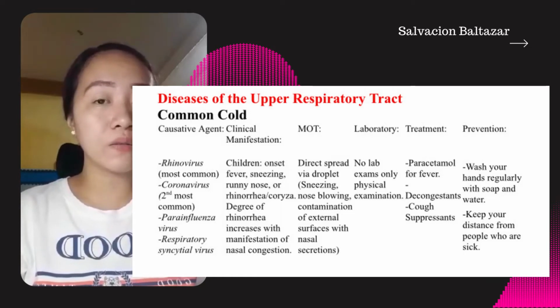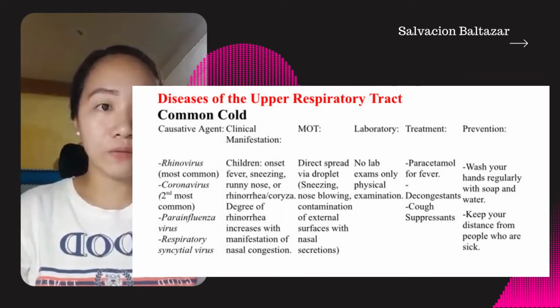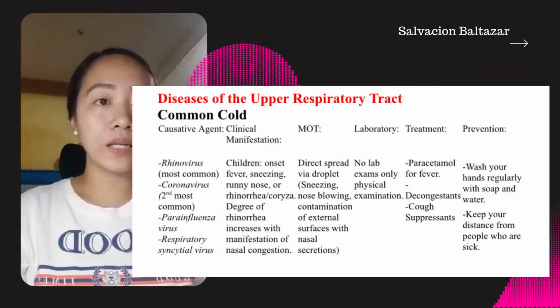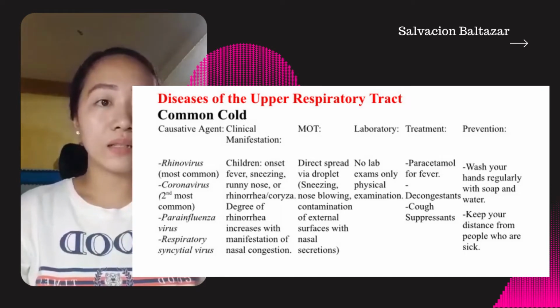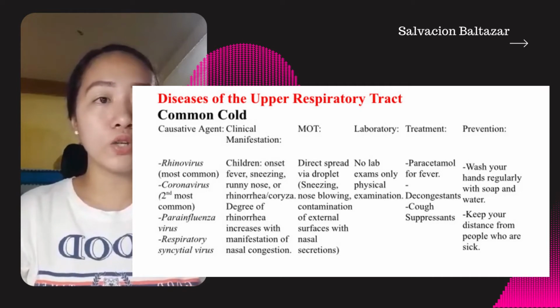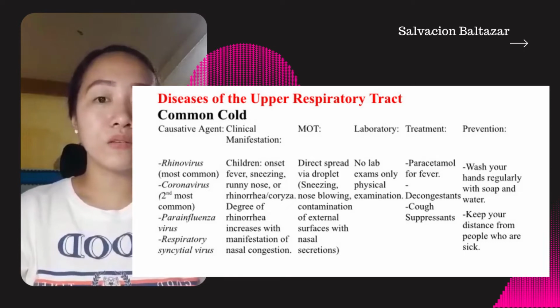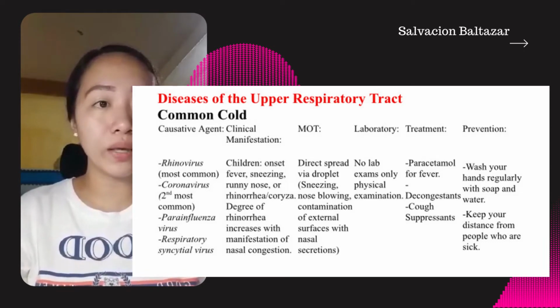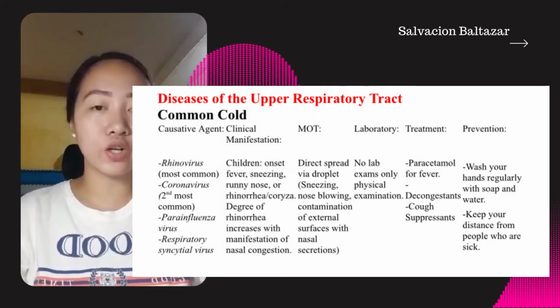The clinical manifestations of common colds for children would include onset of fever, sneezing, runny nose, or rhinorrhea or coryza. And then the degree of rhinorrhea may increase with manifestation of nasal congestion. And the mode of transmission would be direct spread via droplet. This is caused by sneezing, nose blowing, contamination of external surfaces with nasal secretions.